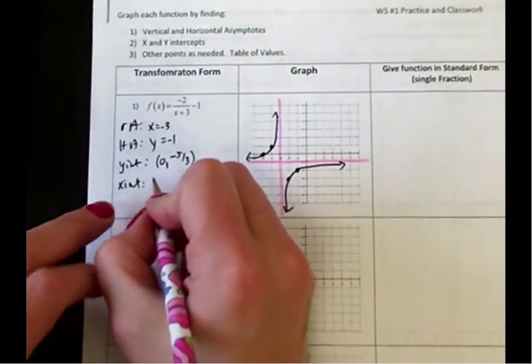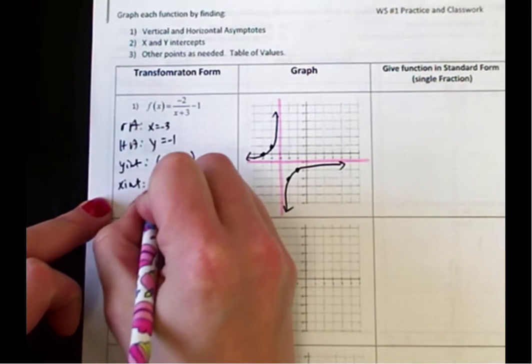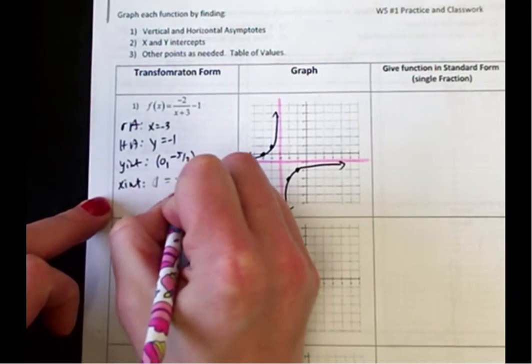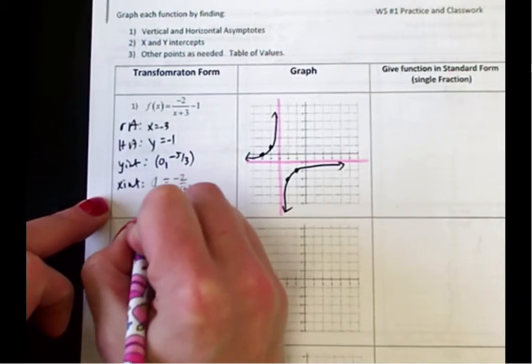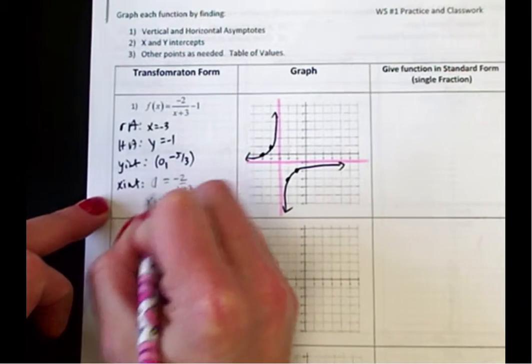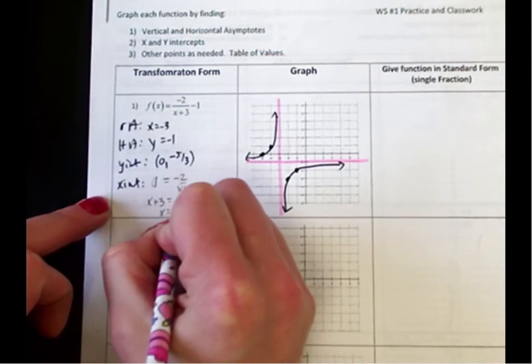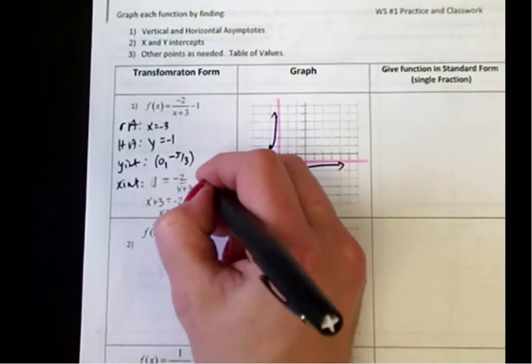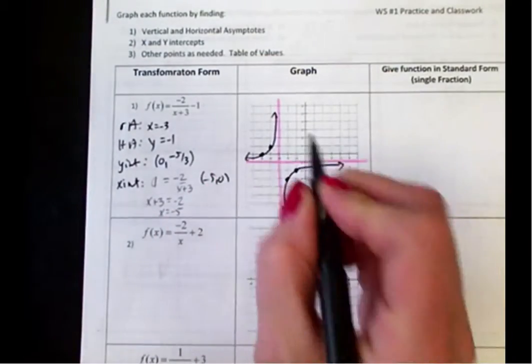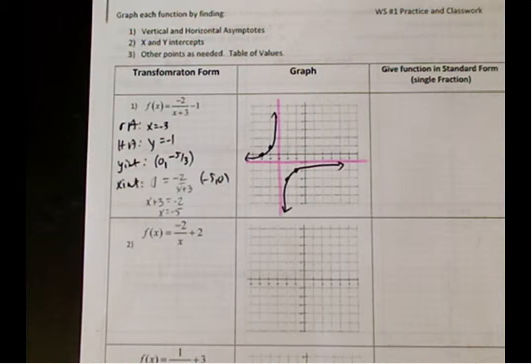Right, there's not a lot of room here, so I'm going to add the 1 over, cross multiply, -3, so -5. Look at that, -5, 0.